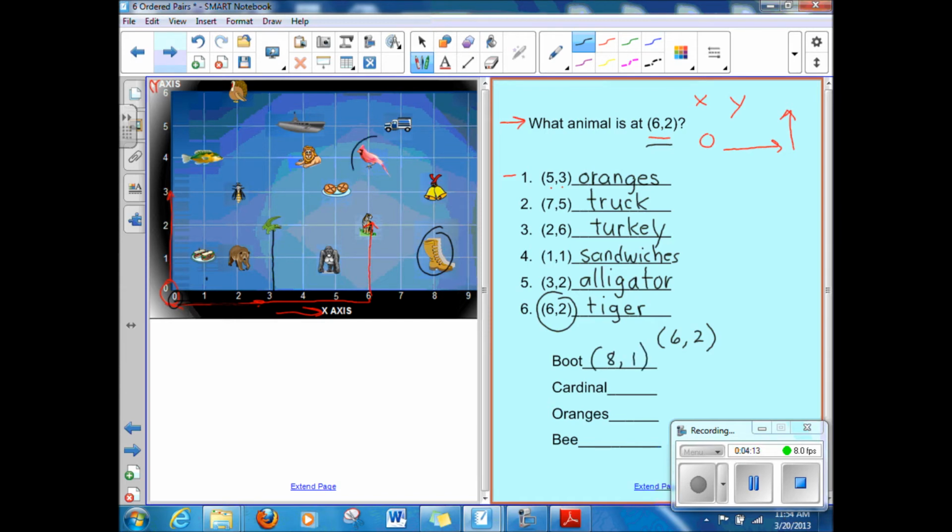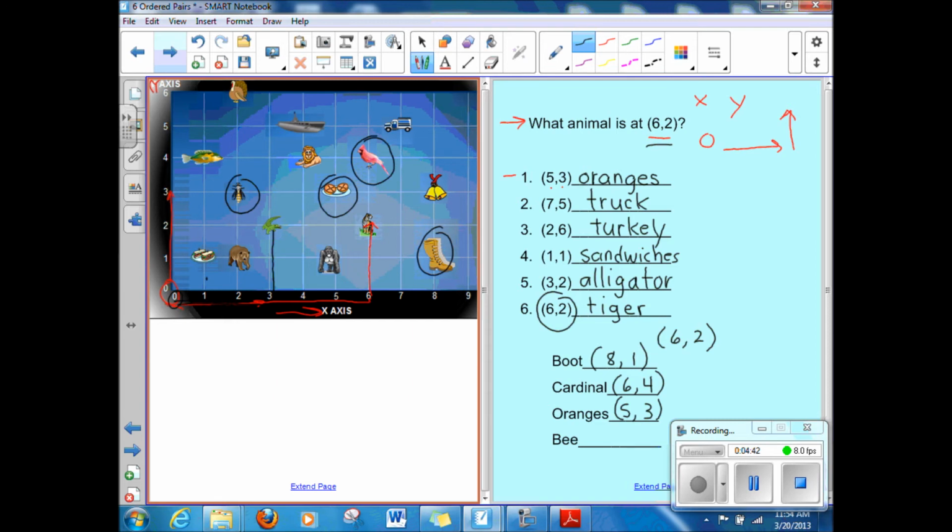The cardinal, I see the cardinal right there, and I go to the x-axis first. That's at 6 and 4. The ordered pair of numbers 6, 4. They're in an order. 6 comes first, and then 4, and there's a pair of them. They're ordered pairs. The oranges, oh, I think we've already talked about those guys. Let's see, they're at 5, 3. 5, comma 3. Oh, don't forget the parentheses that go around there so that we know that's an ordered pair. And then the bee over here is at 2, 3. 2, comma 3. If I don't put the comma in there, it looks like 23, and that would be correct.